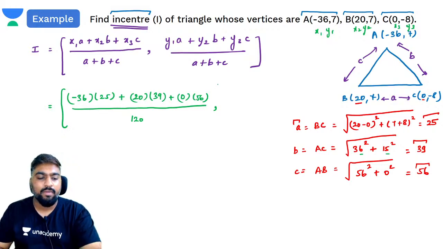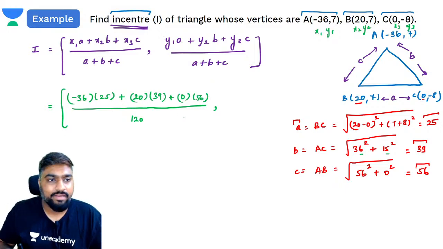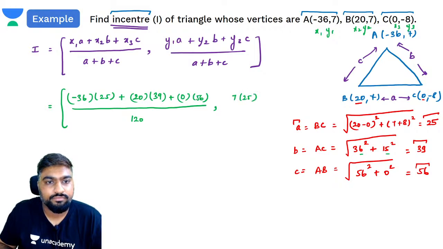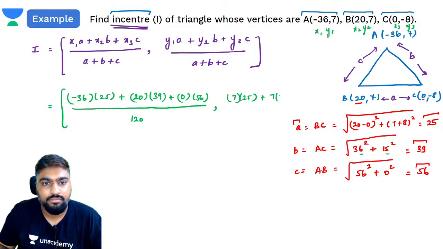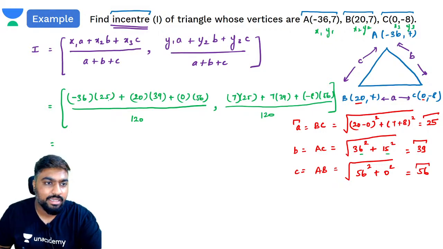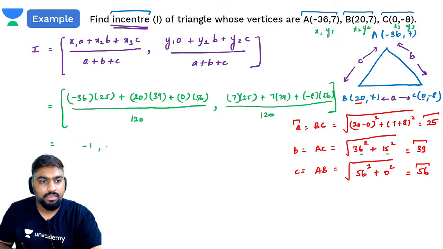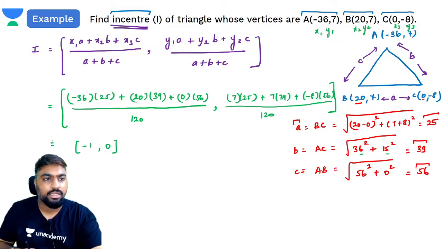Yeah, same way for the y coordinate. Go ahead and try it out for the y coordinate. Y coordinate का क्या हो जाएगा? 7 into 25 plus 7 into 39 plus minus 8 into 56 divided by 120 again. Once you find out the sum, यहाँ पे क्या हो जाएगा? minus 36 into 25. So you do the calculation, you will get minus 1 comma 0. This is your coordinate of in center.